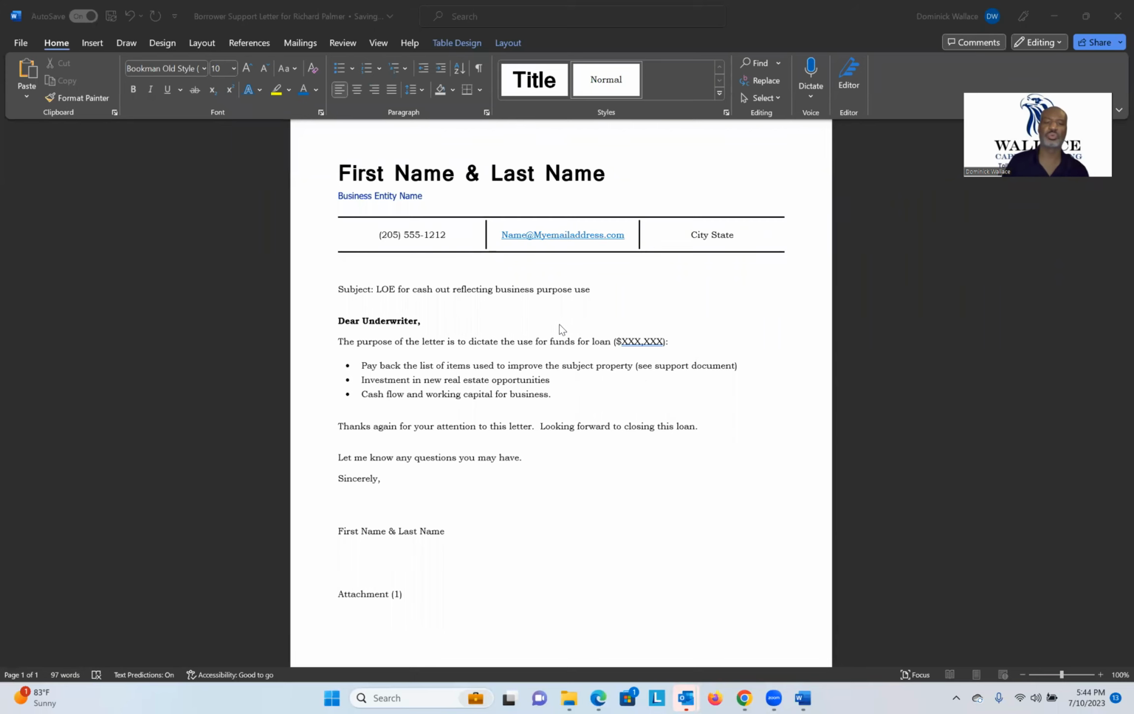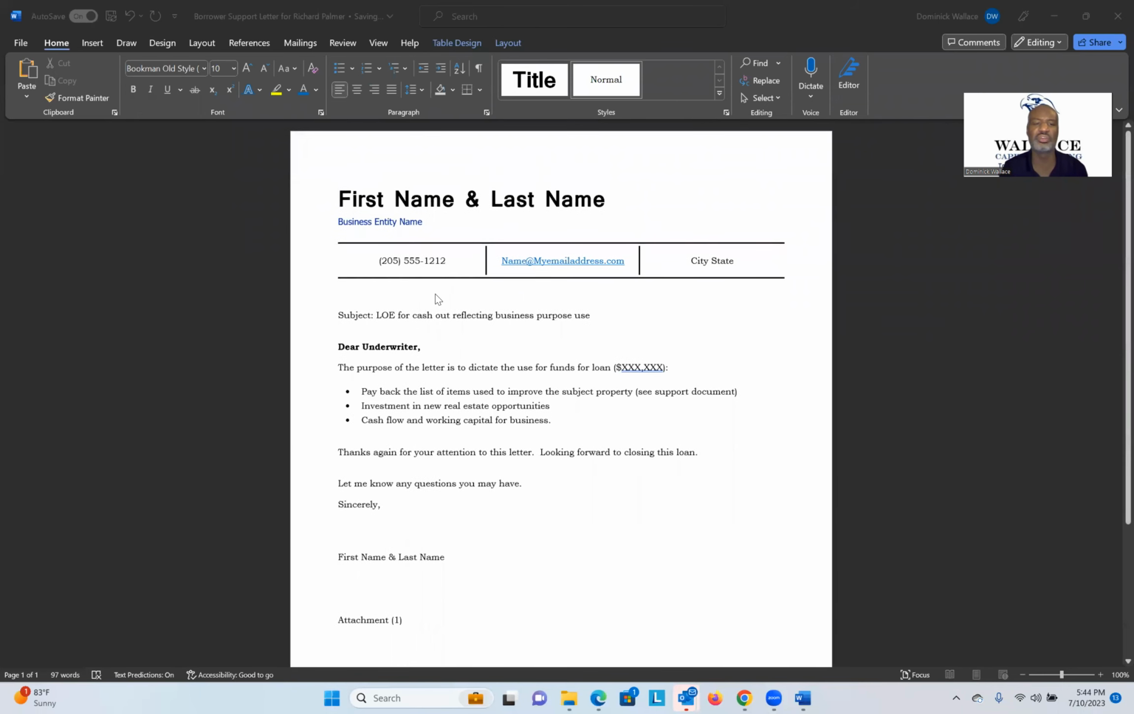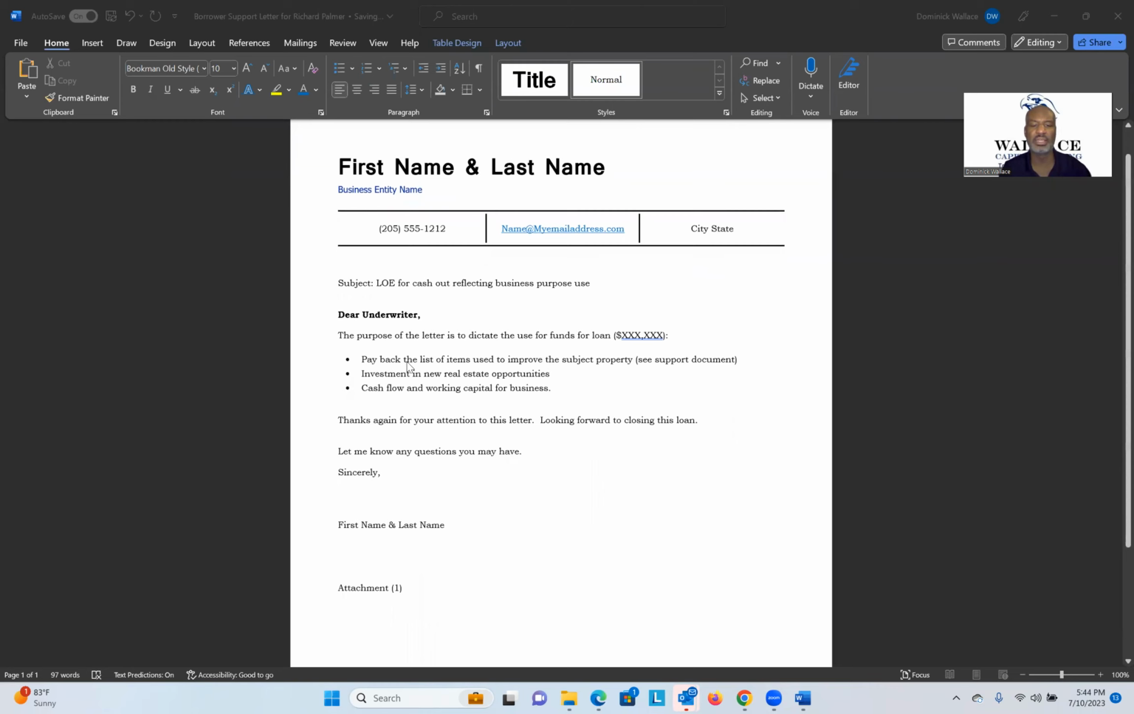For every mortgage that we do, we want a letter that shows the loan is for business purposes, and this will give you something like this that you can clean up and use on your own letterhead. Put your name, and say the purpose of this letter is to dictate the use of funds for the loan amount. LOE for cash out reflecting business purpose use: payback, a list of items to improve the subject property, with supporting documents there, investment in new real estate opportunities, cash flow, working capital for the business.